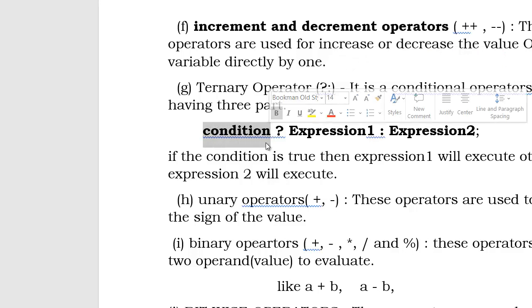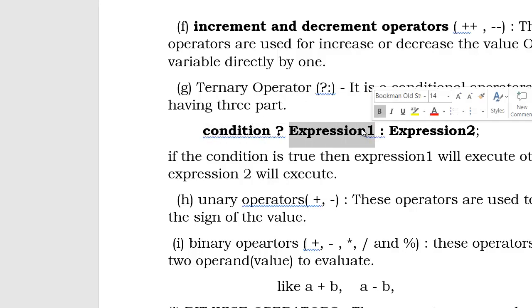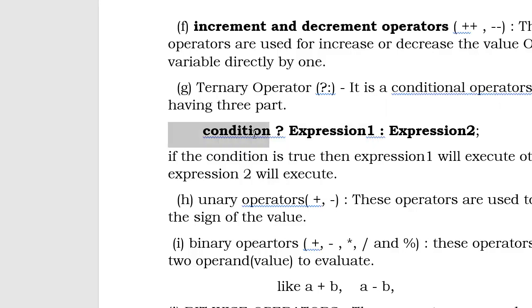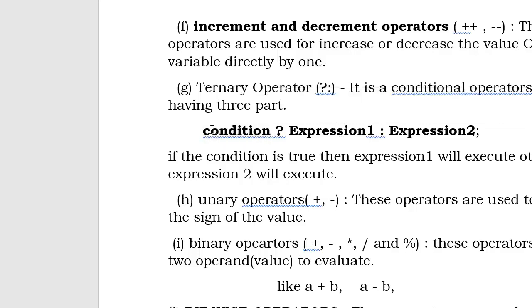First check the condition. If the condition is true, then expression 1 will execute. Anything you have written here will execute. If the condition is false, then it will move to expression 2. Right? So this is also called the ternary operator, ternary because three operands are there.